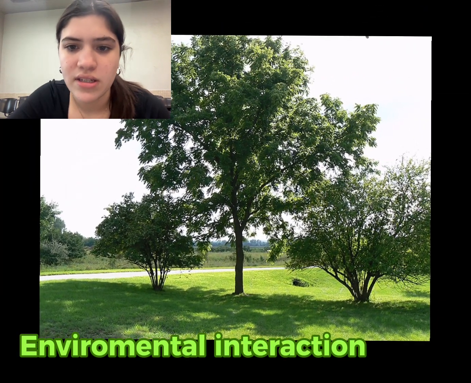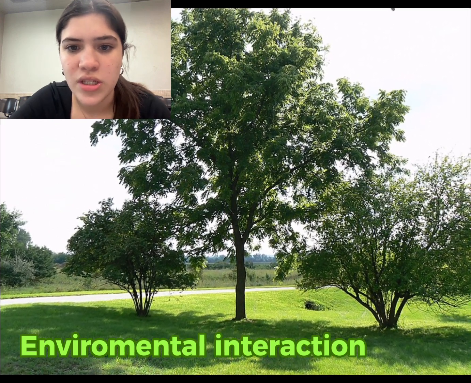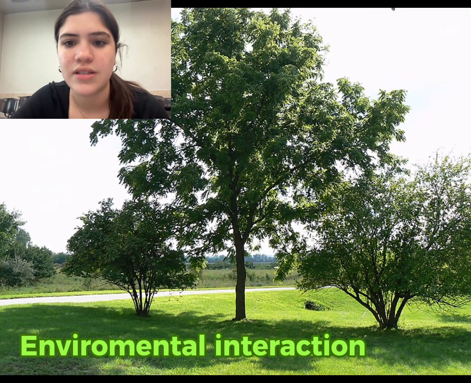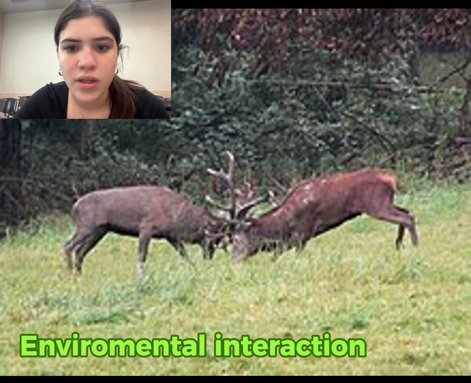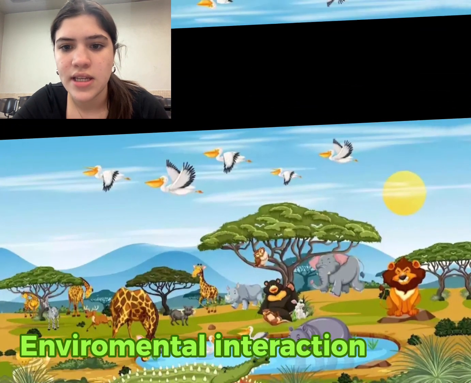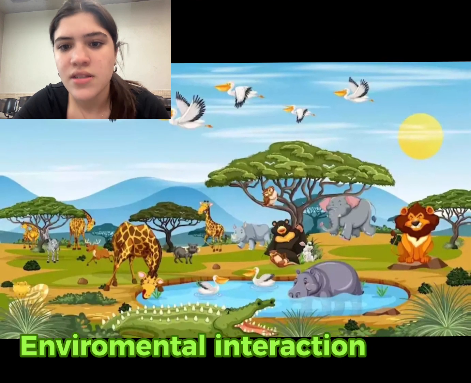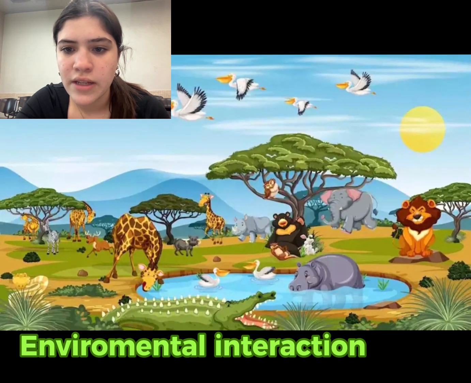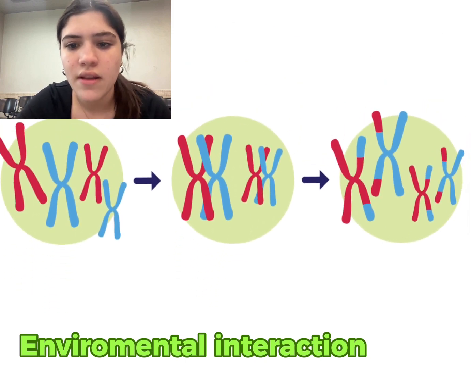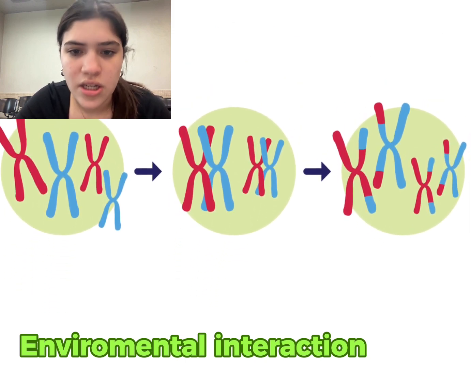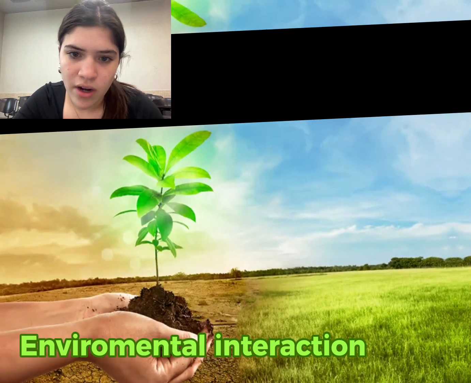Environmental interaction refers to the ways in which living organisms interact and respond to their environments. Role in promoting evolution: it influences the selection pressures acting on populations, and the process of evolution involves changes in the genetic makeup of a population over successive generations. Role in genetic variability.